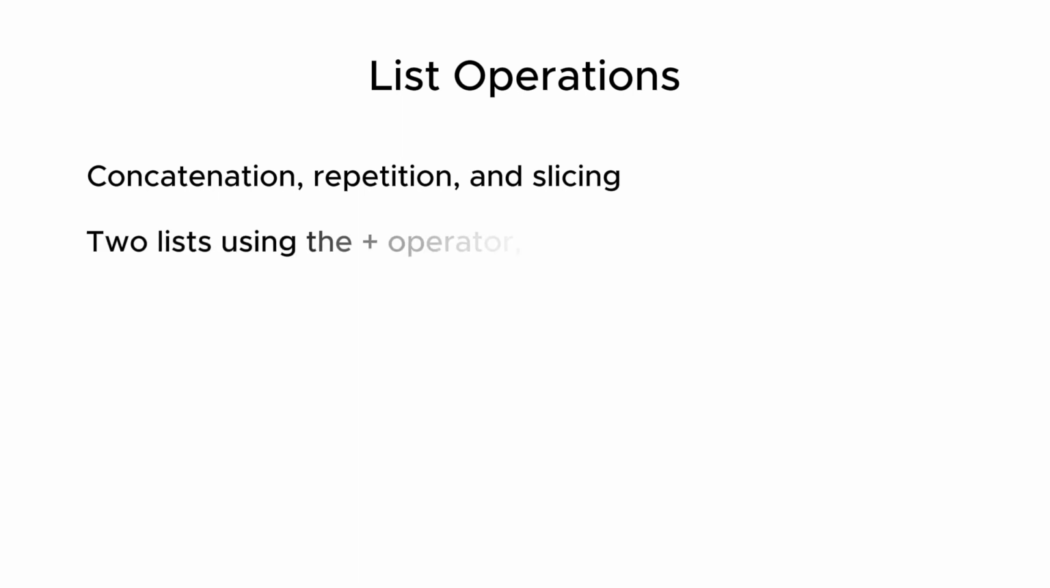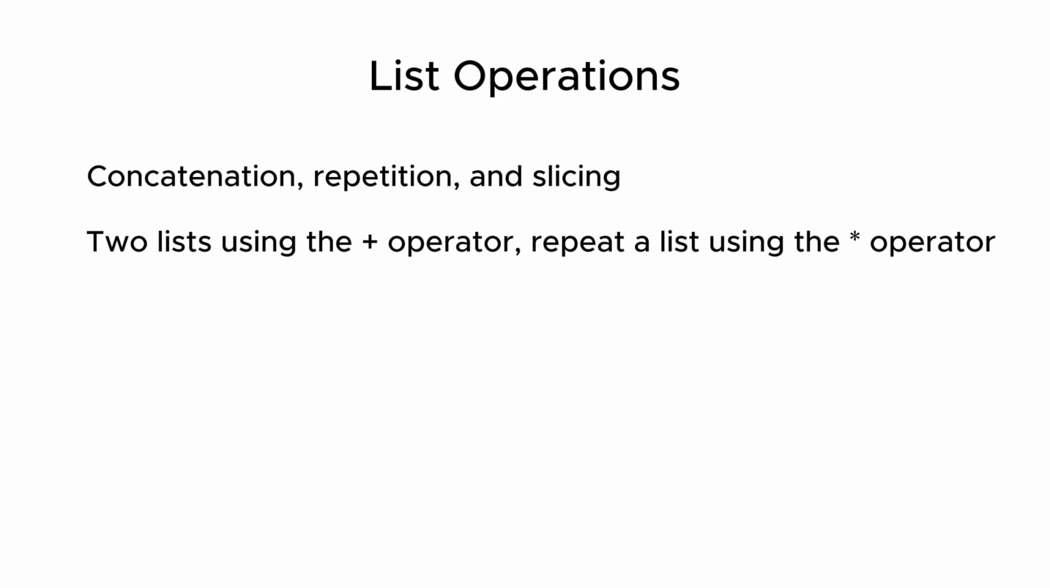List operations. Lists support various operations like concatenation, repetition, and slicing. We can concatenate two lists using the plus operator, repeat a list using the asterisk operator, and slice a list to extract a portion of it using the slice notation mylist[start:end].